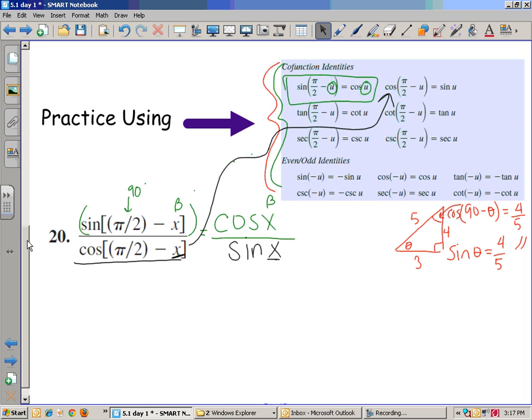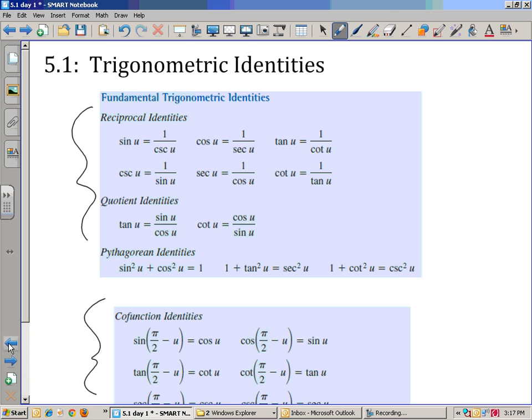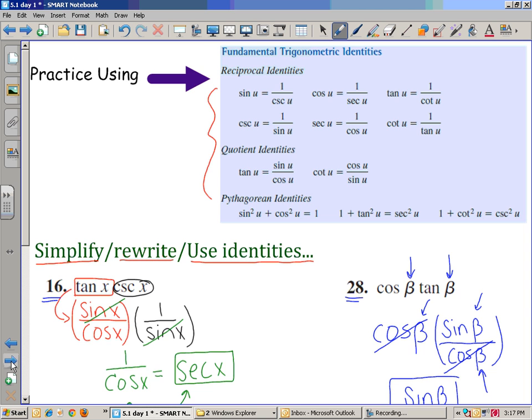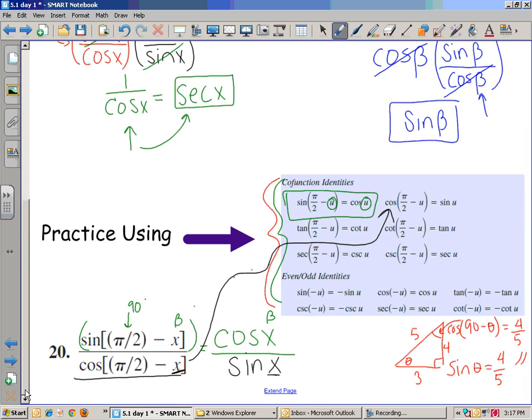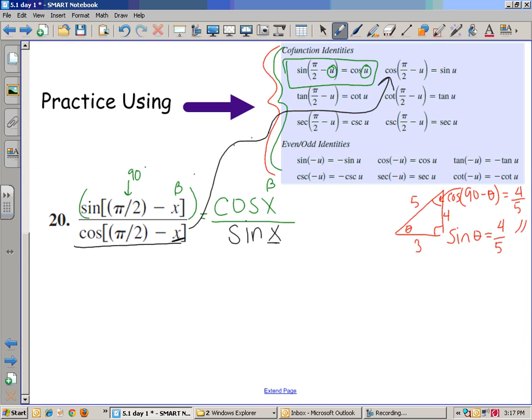So now we go, okay, well, what identity is cosine over sine? Well, I'm going to flip back quickly. And right here, we see that cosine over sine is equal to cotangent. So I'm just going to rewrite this to be equal to cotangent of x. And that's as pretty as it gets. It does not get any prettier. Okay, so these are called cofunction identities.